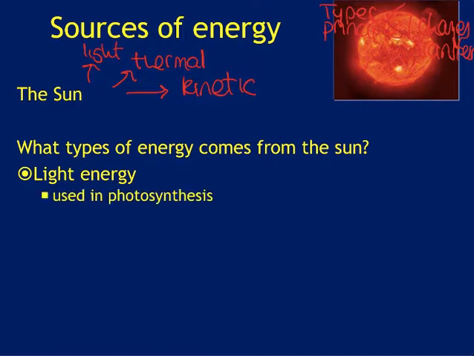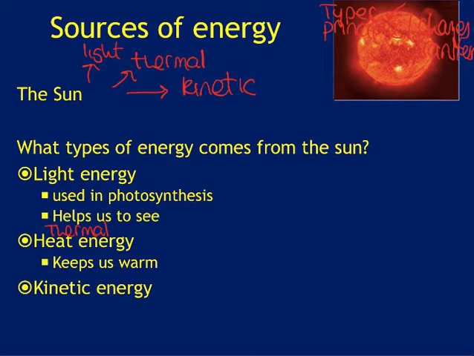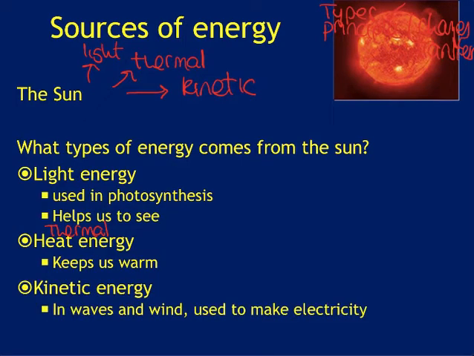So we get the light, which we use in photosynthesis, helps us to see, no complaints there. We've said the heat, and I'd rather you would use the word thermal. It's going to keep us warm. But the kinetic energy it actually supplies us is that it influences and it produces waves and wind for us. And we use these specifically to make electricity. So this one might be the surprising one of the 3.